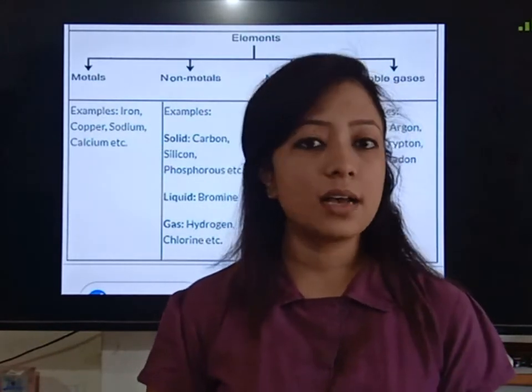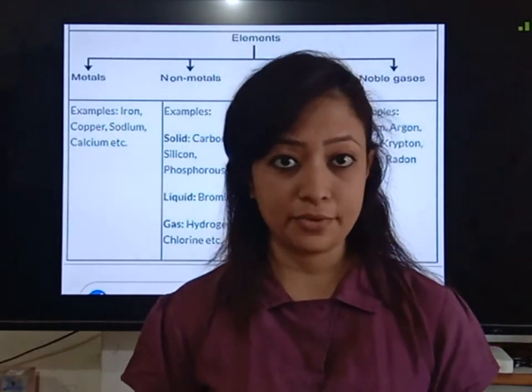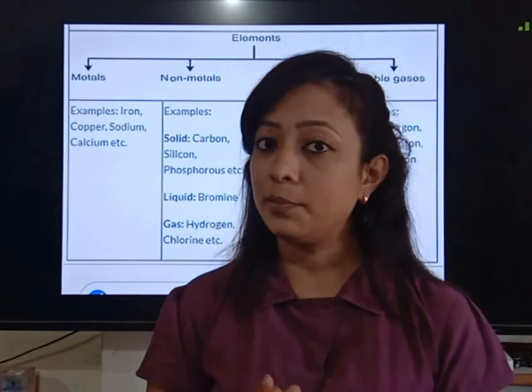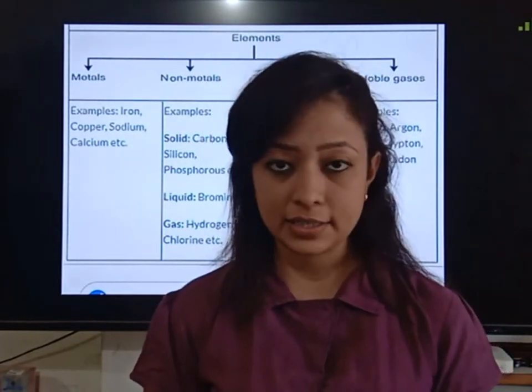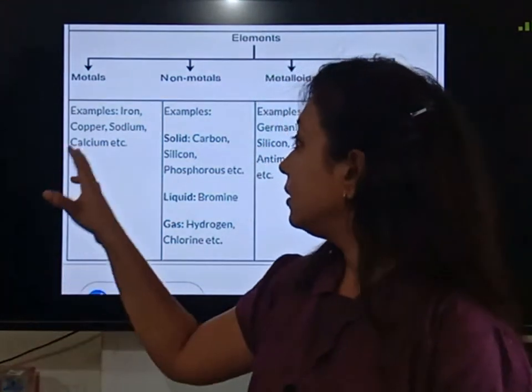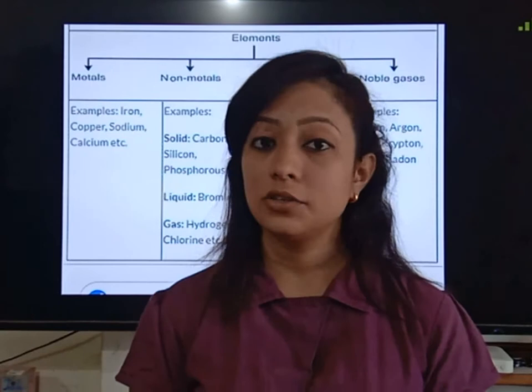These two metals are very soft. So we can cut them with the knife. So sodium and potassium are soft, while mercury is present in the liquid state, and other metals are hard. So they are hard and they are present in the solid state.